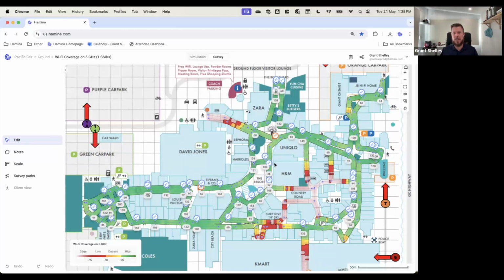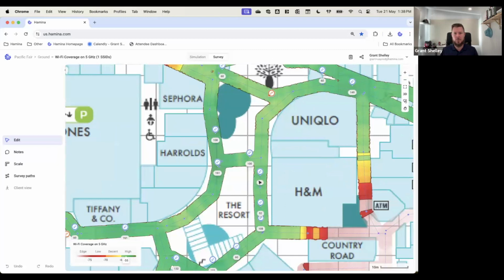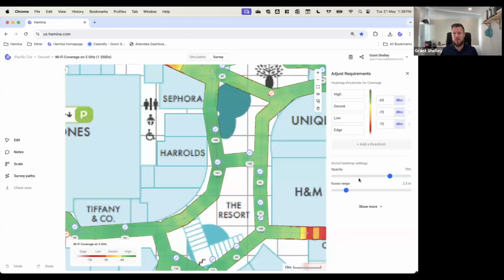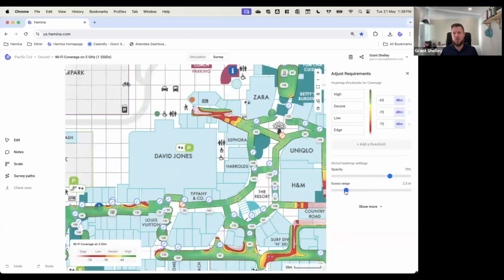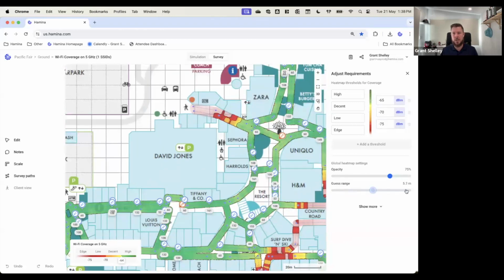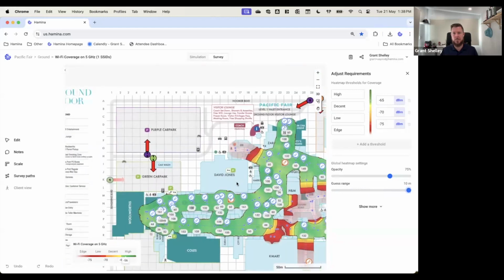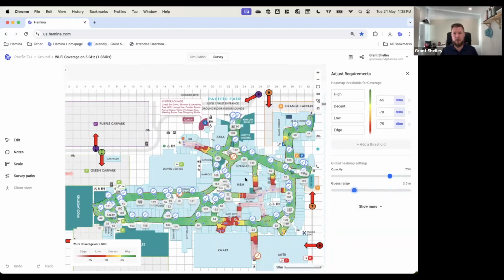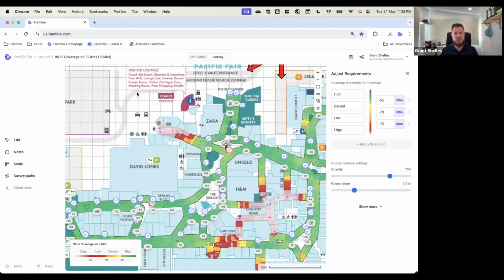I've got my coverage there. I can zoom in. I can move my mouse around, and it'll give me some bits and pieces there. I can also extrapolate the data, so I can increase the guess range and get a better understanding of what the environment may look like. I can bring that back to my default as well.